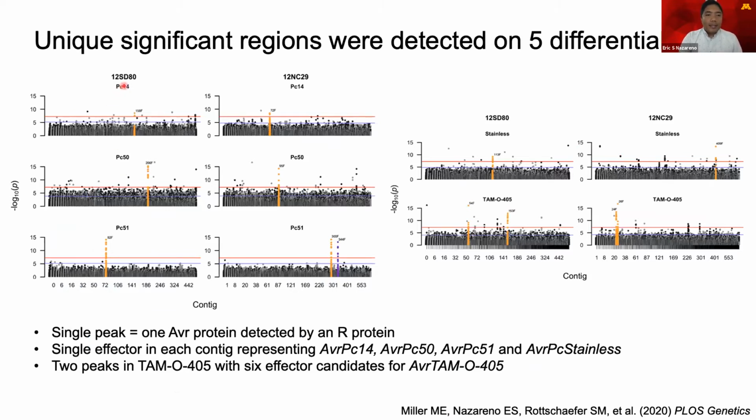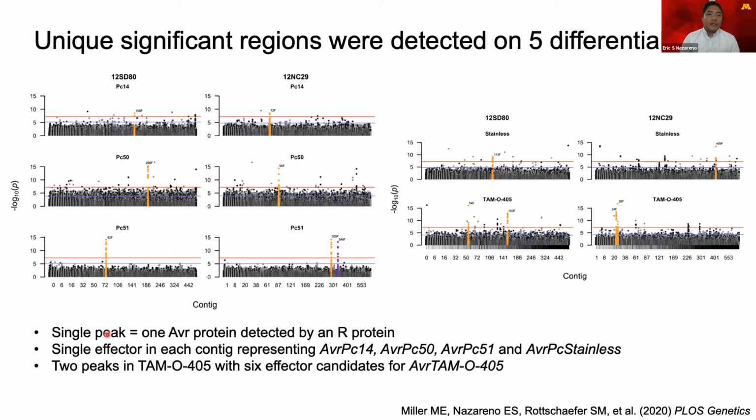I conducted the GWAS using both sets of SNPs that were called against the 2 reference genomes, and basically I detected the same peaks. So these peaks in orange are orthologous to each other. That one is for PC14, this one is PC50, PC51. The purple one doesn't contain any predicted effector. Stainless and TAM0405, and that is consistent.